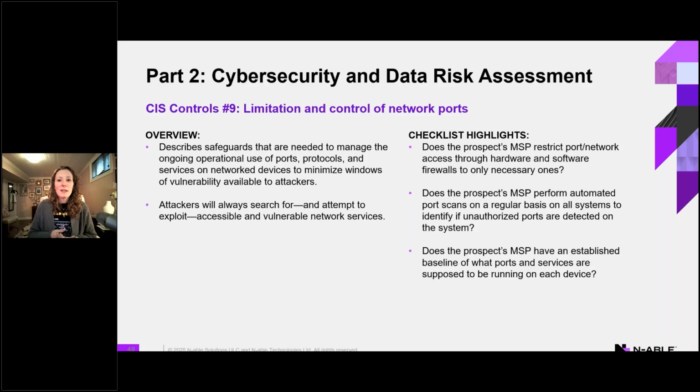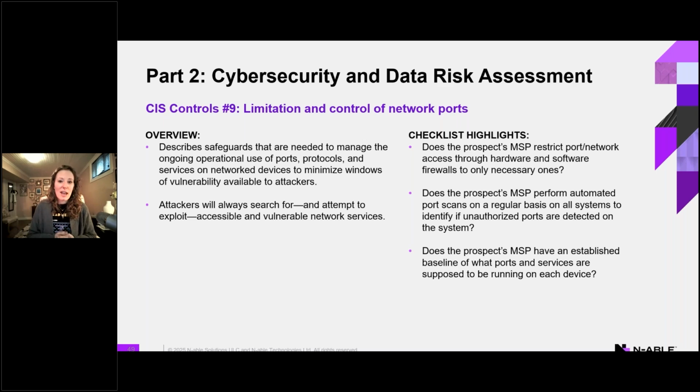So because of this, any network port, protocol, or service running increases the opportunity for a system to be compromised. As the MSP, you want to make sure that you're monitoring for open ports. You want to ensure that only those ports, protocols, and services that have a valid business requirement are open or running on each system.